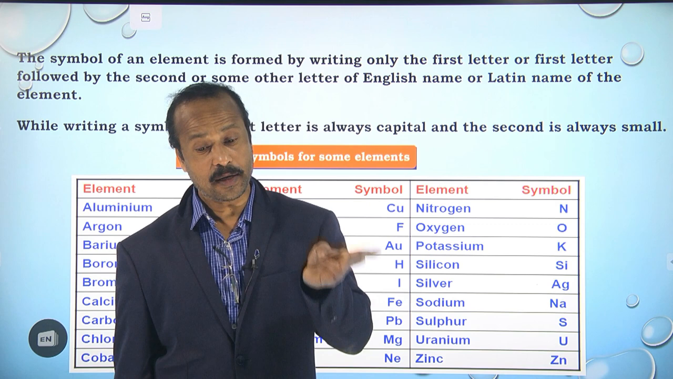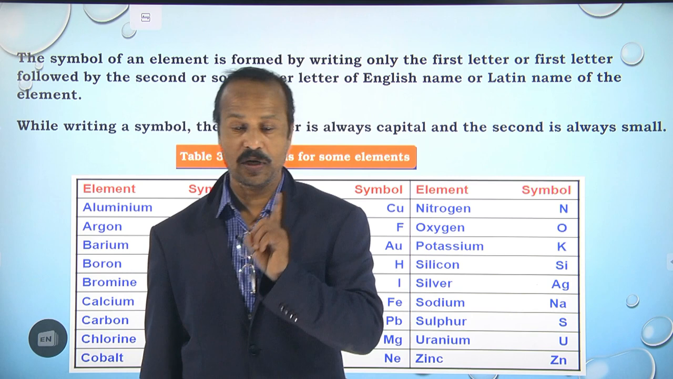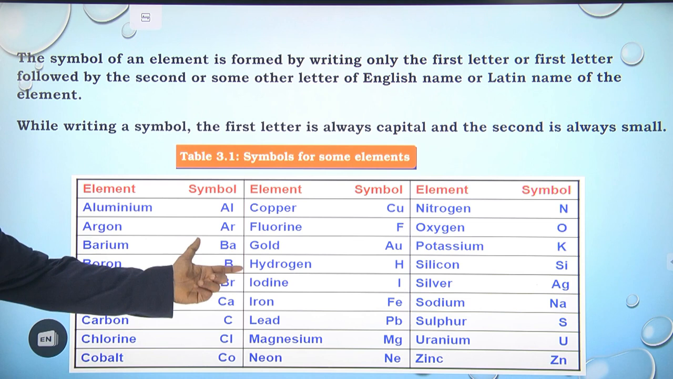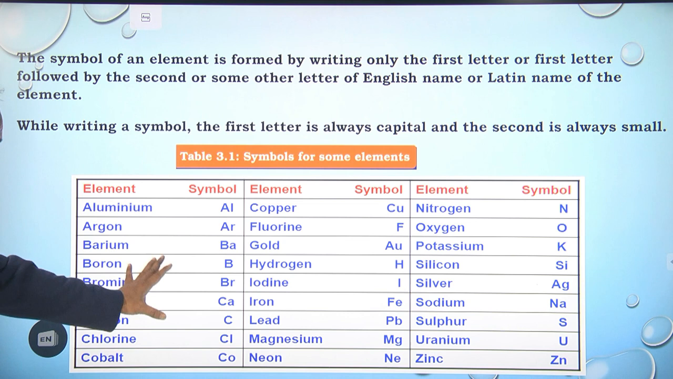But if the symbol of an element consists of two letters, the first letter only should be capital and the second letter should be small. Is this clear? Right. Now here you can see aluminium, argon, barium, like this so many elements are given here. These are the most important elements which are used in our 9th class.